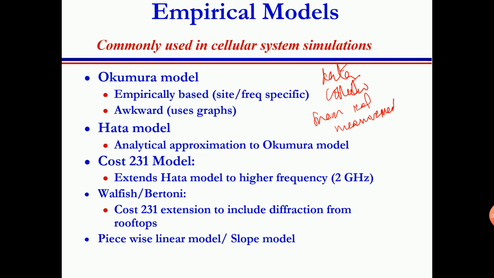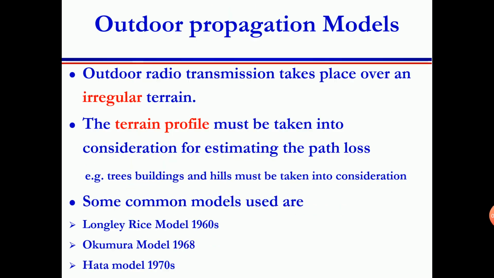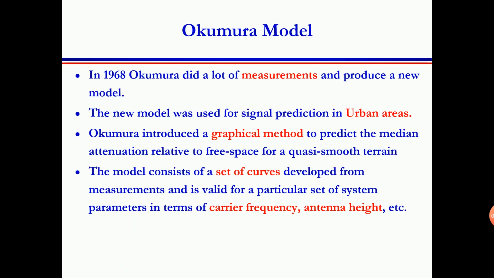Okumura model is widely used for signal prediction in urban areas. As I said, the outdoor propagation model considers the irregular terrain profile, for example trees, buildings, mountain regions, and so on. Some commonly used outdoor propagation models are the Longley-Rice model, Okumura model, and Hata model. So now coming to the Okumura model, a widely used signal prediction model for the urban areas.